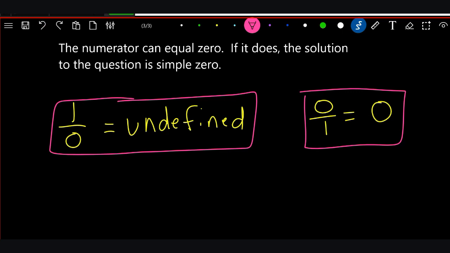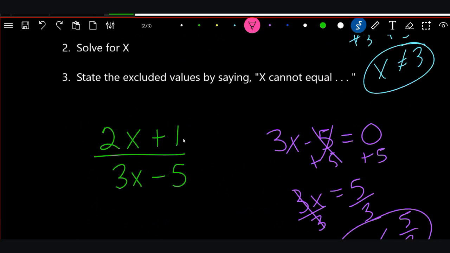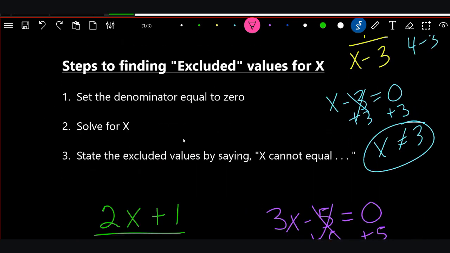Set the denominator equal to 0. Let's go back to these steps real quick. Set the denominator equal to 0. Solve for x. State the excluded value by saying x cannot equal whatever you get.